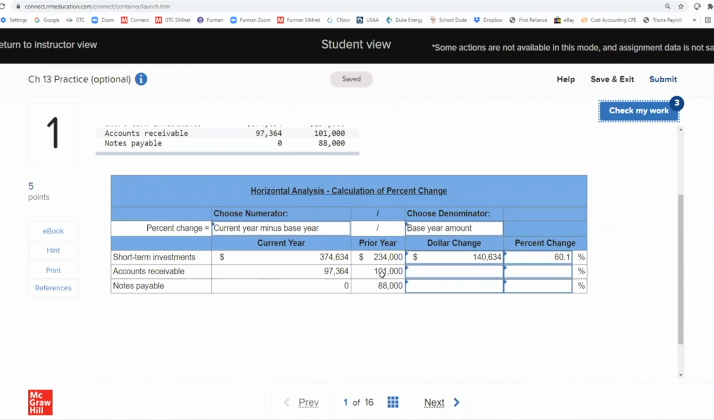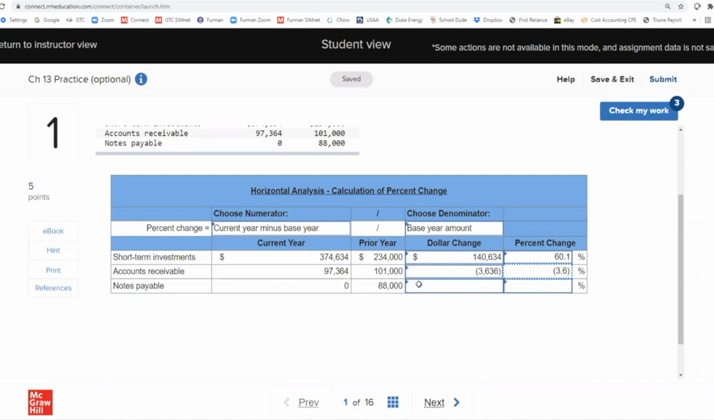What about accounts receivable? It went down, didn't it? So it went down by 3636. It was 101, and it went down to 97,364. That means it went down by 3636. So put that negative. And the percent change, if you take this negative number divided by this positive number, you will get a negative percent in your calculator. All right. So be sure you make that negative if it went down.